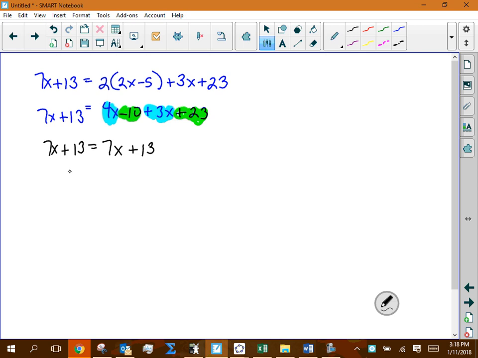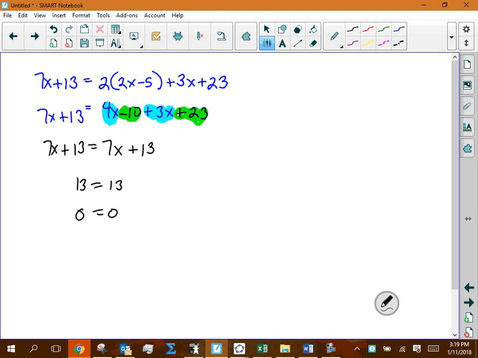You subtract 7x from both sides and that gives you 13 equals 13. You could stop there and say, well, yeah, 13 is always equal to 13. It's an identity. Or you could go further and subtract 13 from both sides, and I get 0 equals 0. That's the last thing you could do or would want to do. Once you get to 0 equals 0, definitely don't go any further than that.